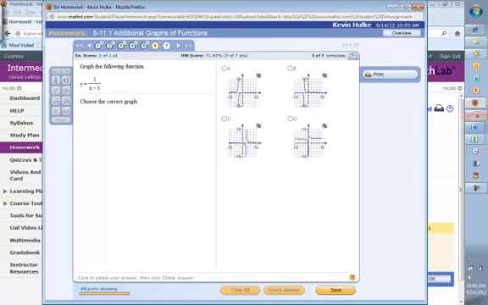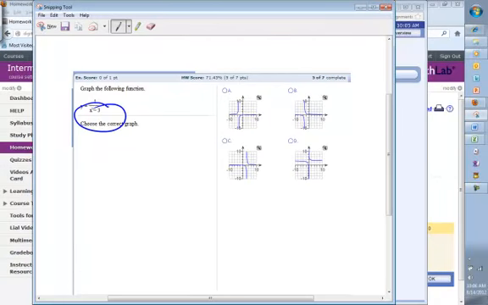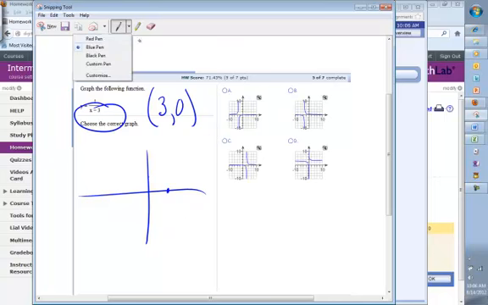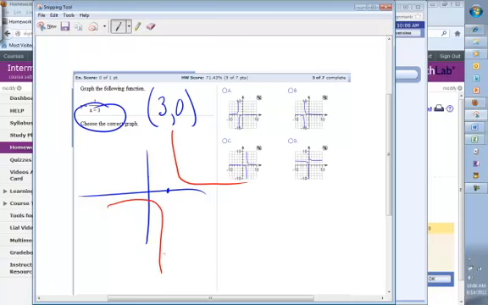Number 6. Now we've got an inverse function, and there is a change. This time the change is connected with the x. The center shifts down, or I'm sorry, up 3. So instead of being at 0, 0, it shifted forward 3. So the center is now here, and so it's going to come in like that. 3, 0. Looks like letter C.